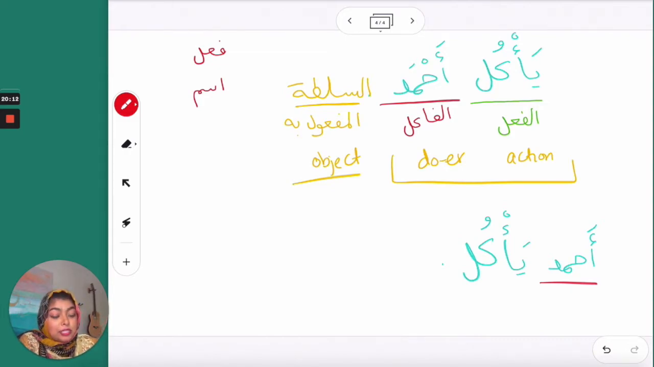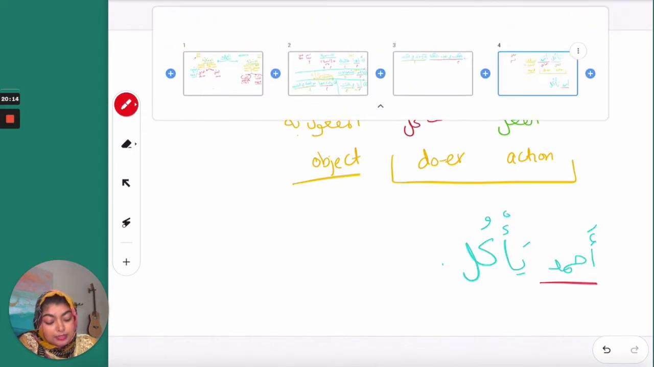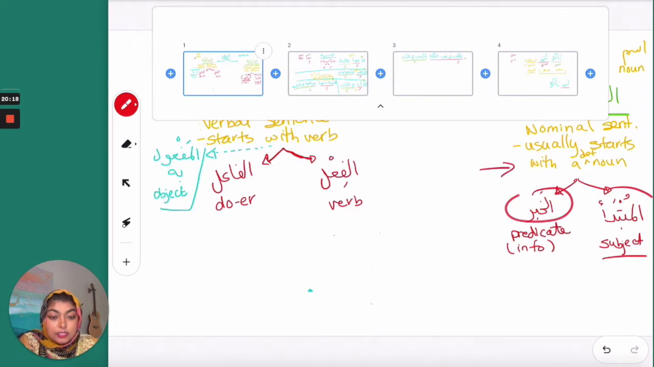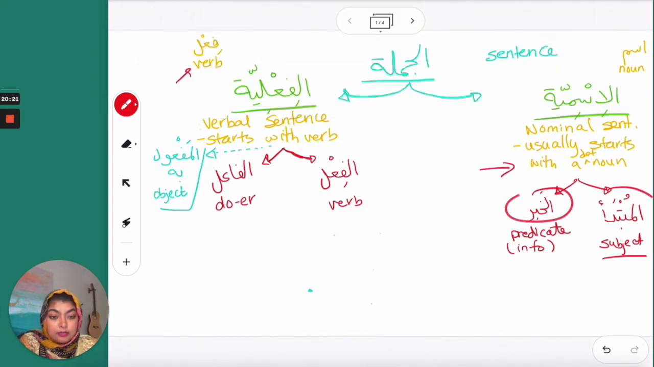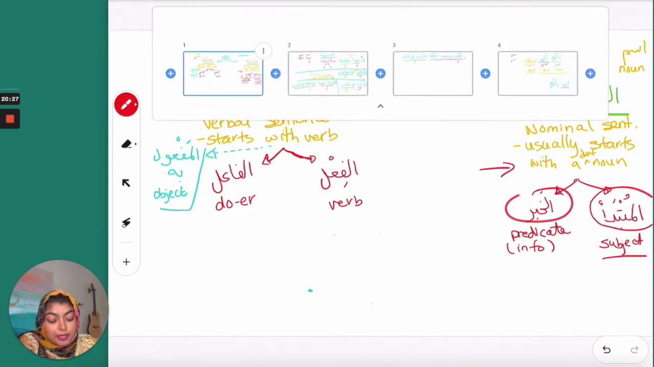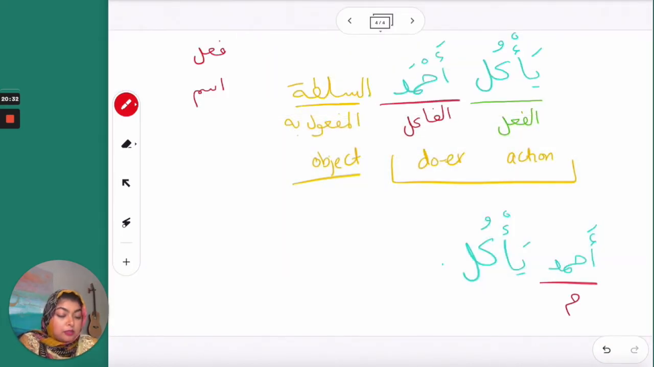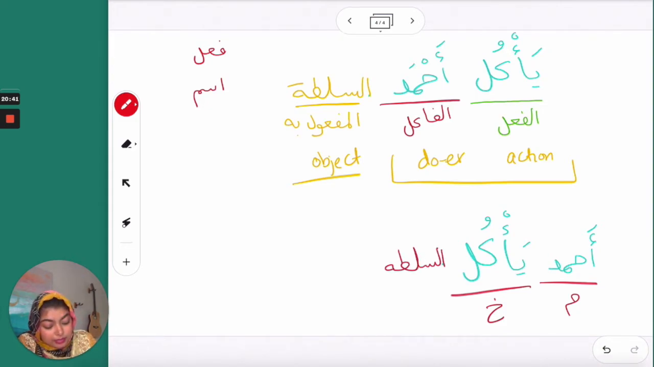If the sentence starts with a noun, what kind of sentence is it? If it starts with a noun, it is considered جملة الاسمية, وجملة الاسمية has المبتدأ والخبر. So if that sentence starts with a noun, then Ahmad we call the mubtada. And what are you telling me about him? يأكل, he's eating. Even if it was يأكل السلطة, that would be khabar.